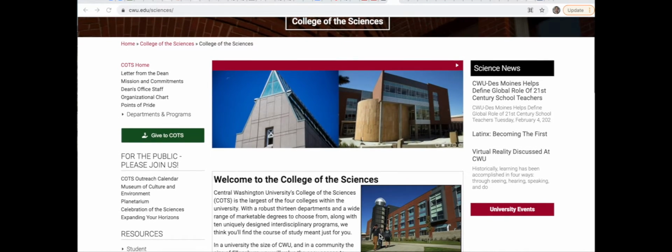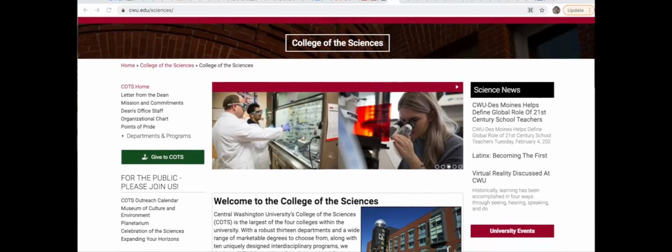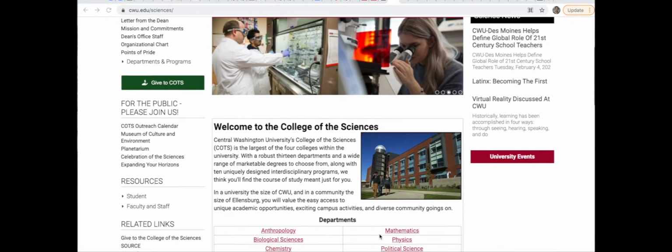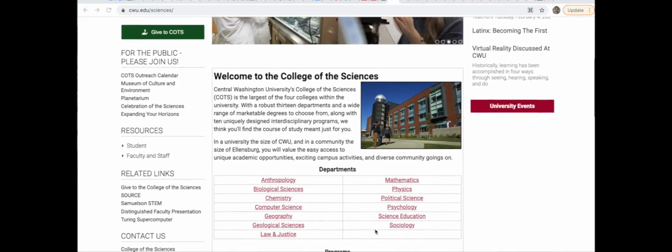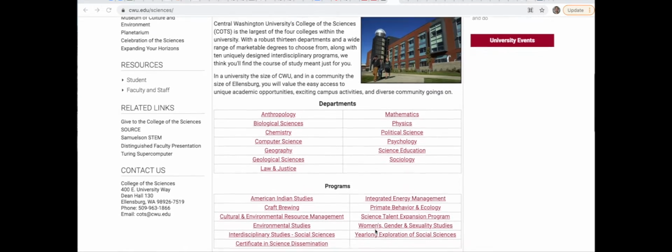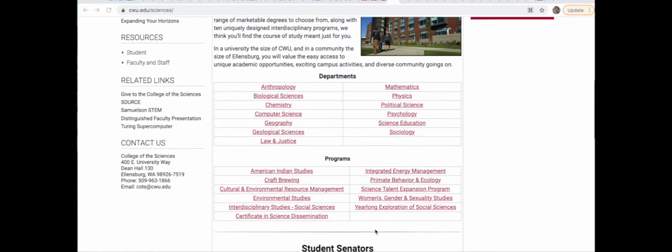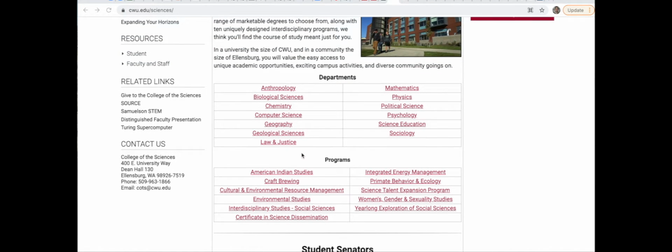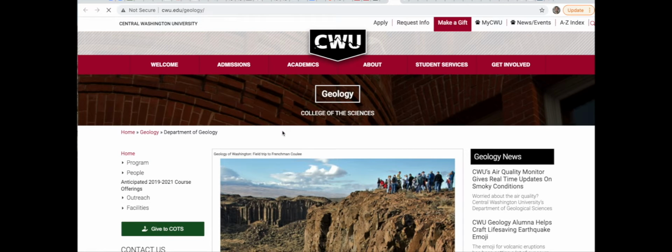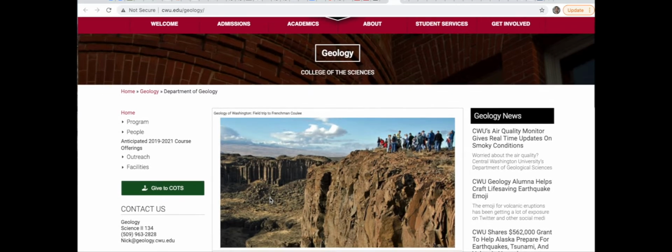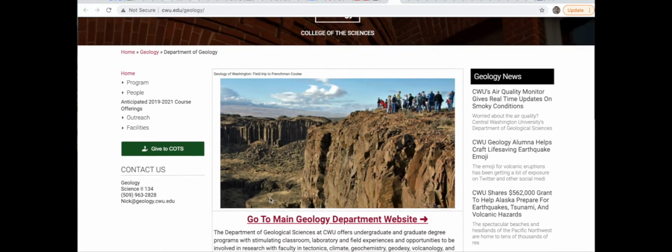Okay, so you'll see I'm going to take you through some primary research gathering. Here's just a start looking at the College of Science department websites at Central Washington. Looking through department websites, although some are better than others, will give you a good idea about some of the writing and thinking and communication styles that are used in that discipline.